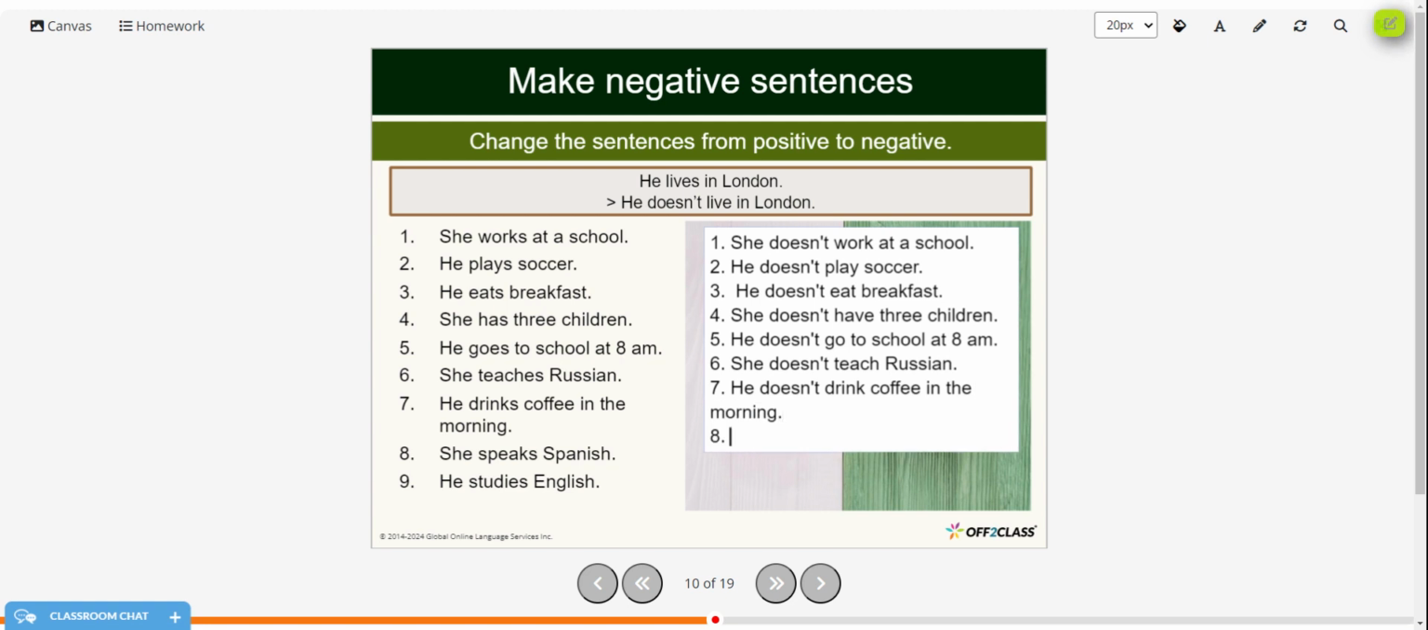Number eight, she doesn't speak Spanish. And number nine, he doesn't study English.